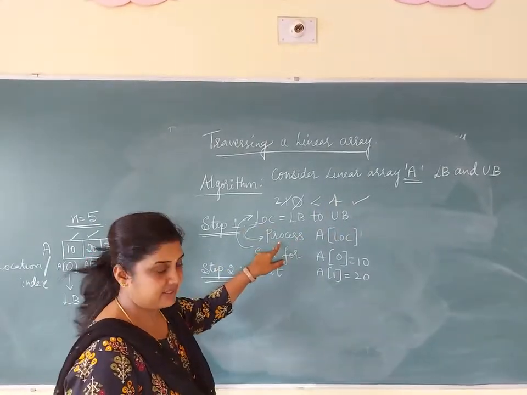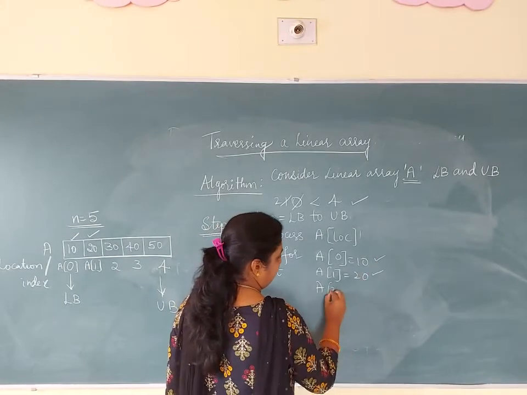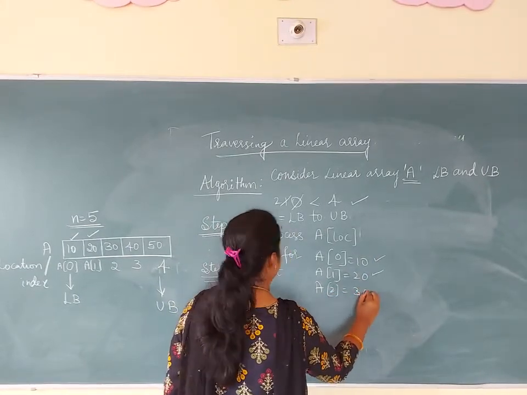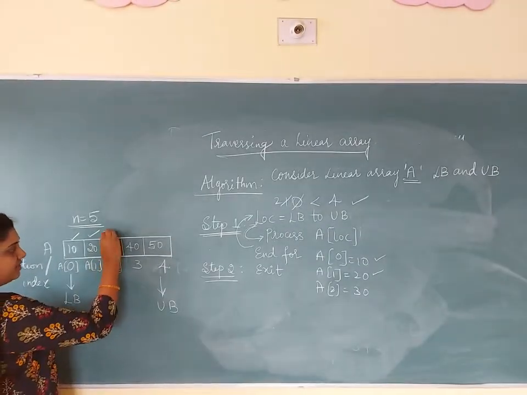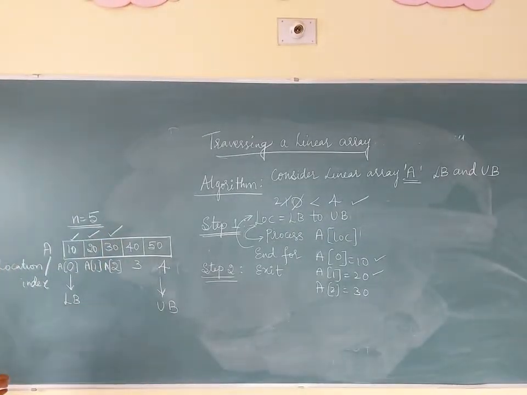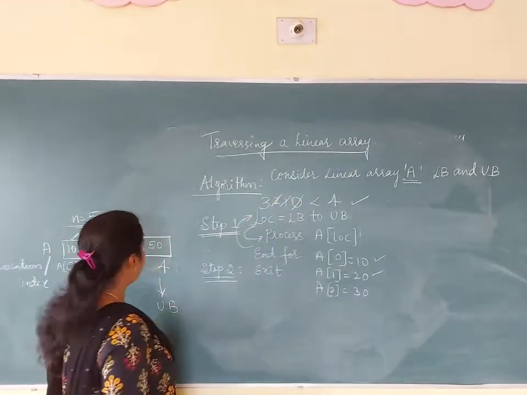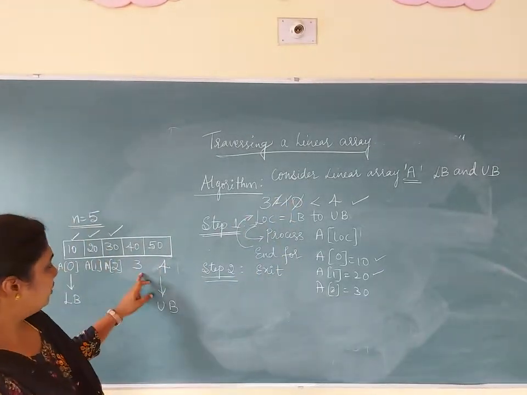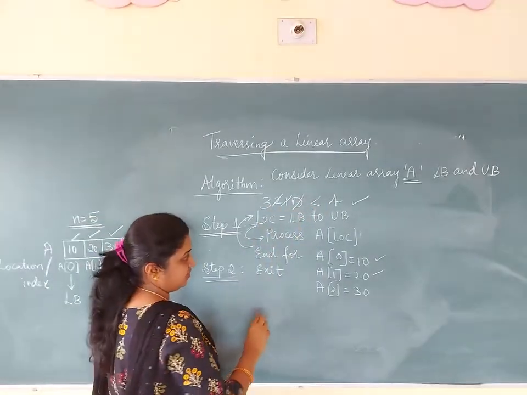It will go to the next statement, that is process. A of 2. In A of 2 I am having 30. See, this is my A of 2. I have accessed the element 30. Again it will come here. 2 will be incremented to 3. 3 is less than 4. Yes, the condition is true.